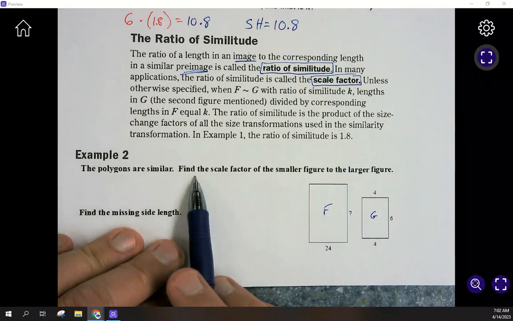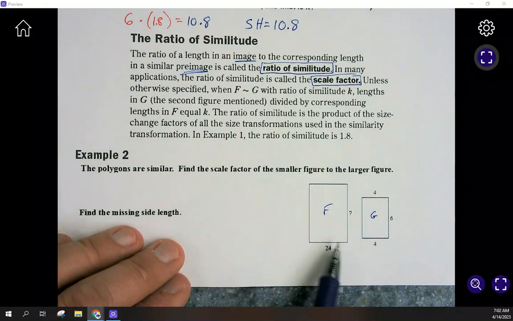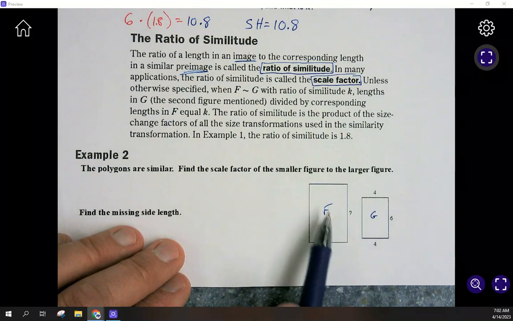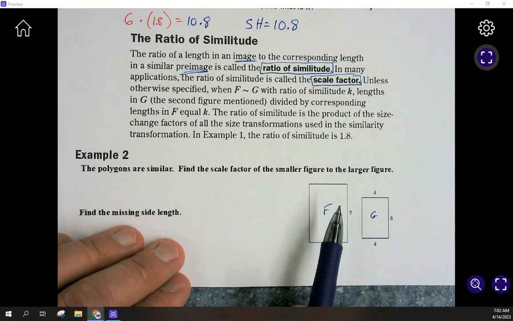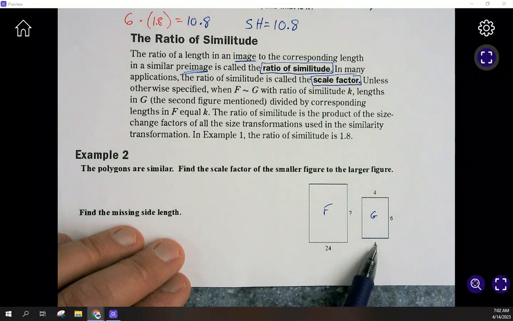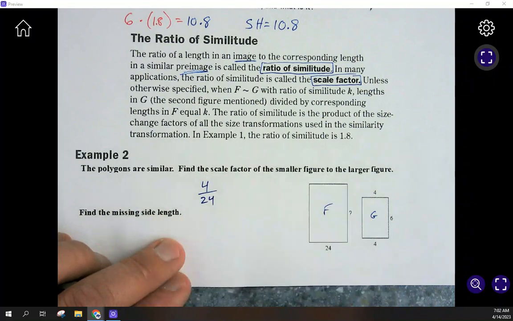So right here, they're similar. We're going to find the scale factor. Find the ratio of similitude. Find the scale factor means the same thing. From this one to this one, it says from the smaller figure to the larger figure. All right, so F is similar to G. So what happened to the sides? We're comparing 4 to 24.